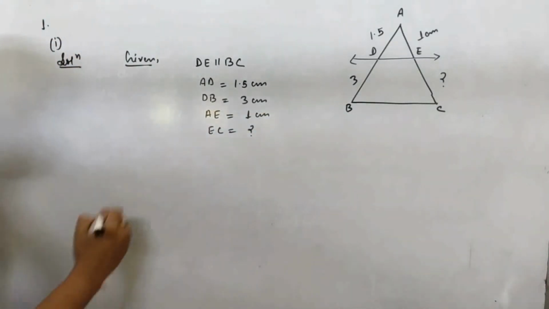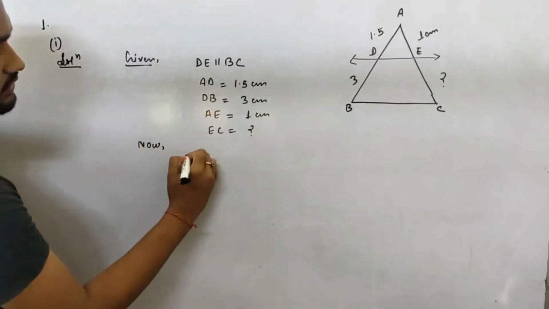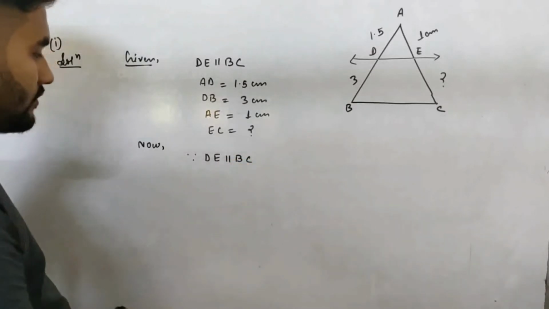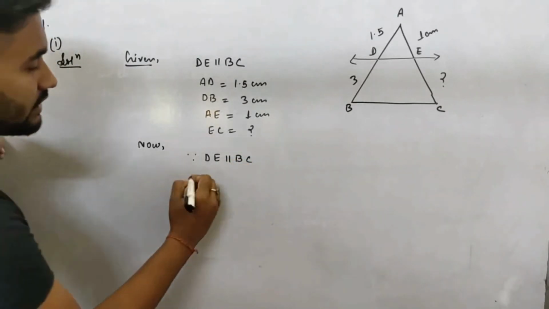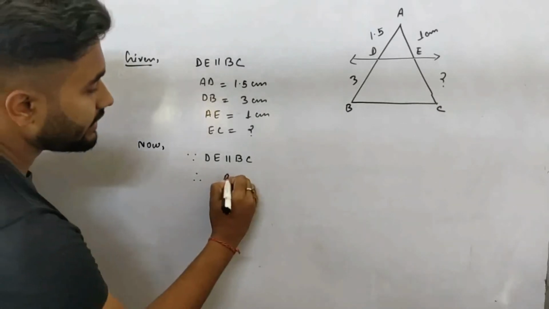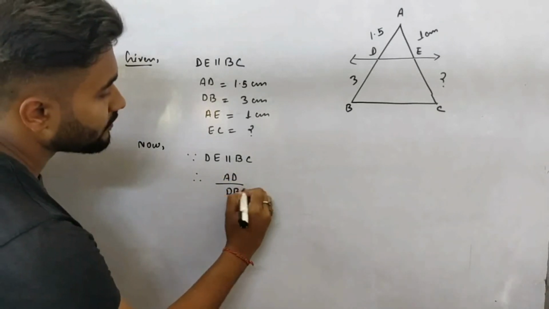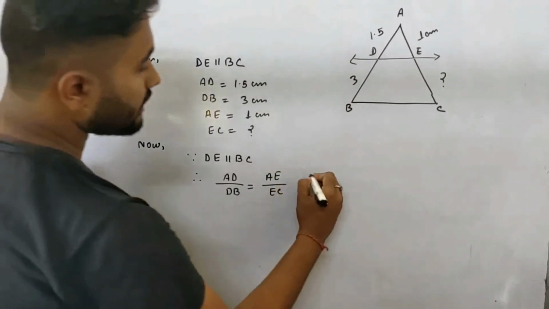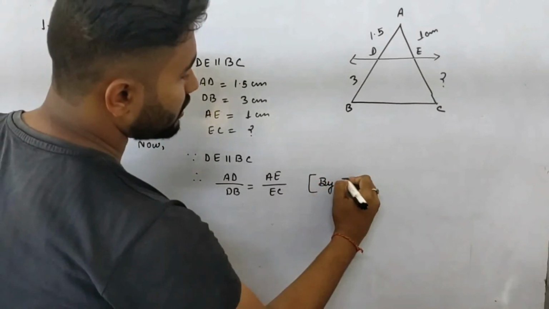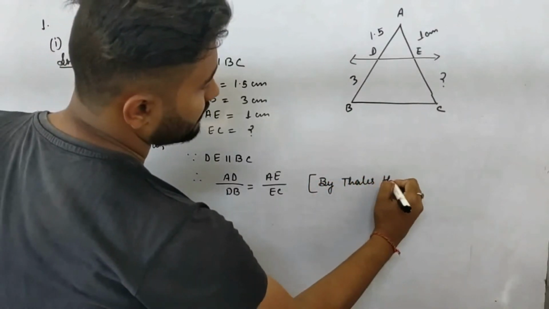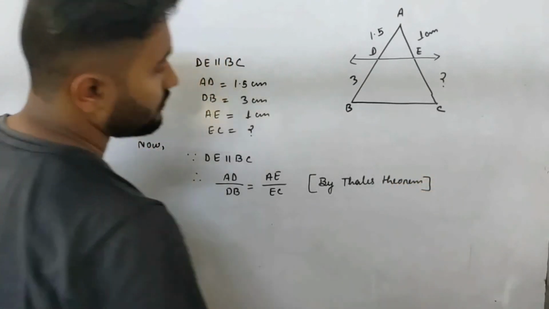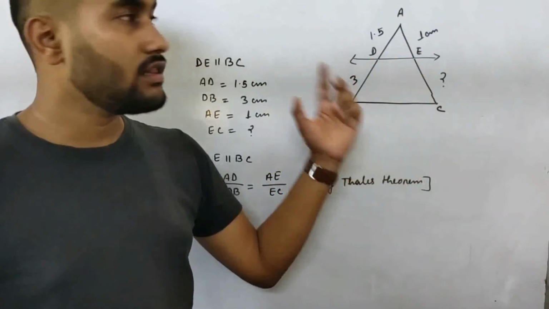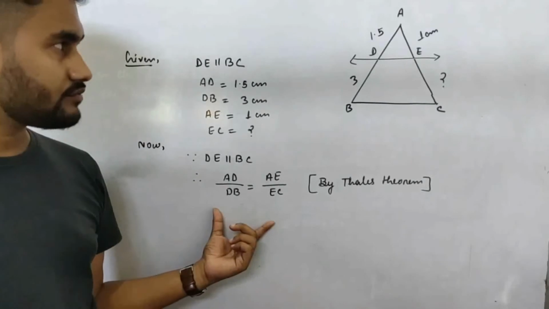Okay, so now since DE is parallel to BC, therefore what can I write? I can write that AD by DB will be equal to AE by EC, by Thales theorem, or you can write by basic proportionality theorem. Understood? If in a triangle a line is parallel to one side of the triangle, then the other two sides are proportional.